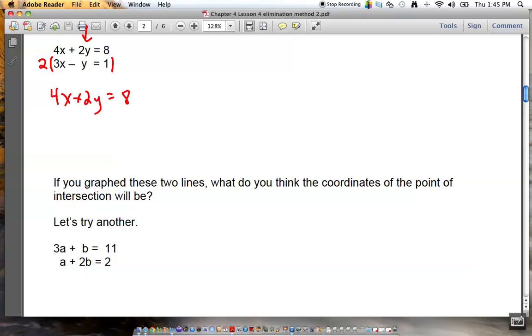But now, when I distribute the 2 to everything, and you've got to do it to everything. Sometimes kids forget the right-hand side of the equation here. You do it to everything, watch what happens. What's 2 times 3x? 6x. What's 2 times negative y? Negative 2y. And what's 2 times 1? 2. Now they're matched up, and I can do everything that I already know how to do. So why don't you guys solve from here?